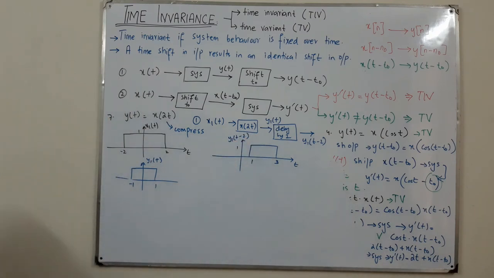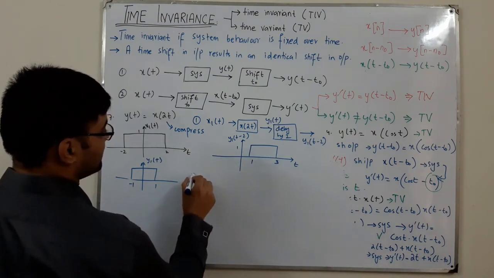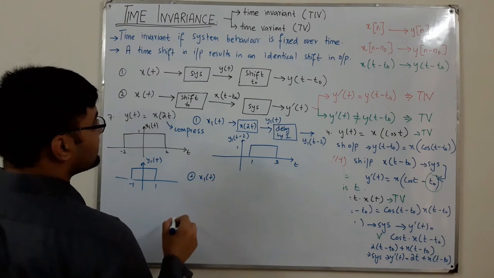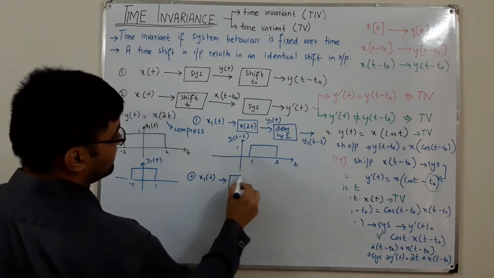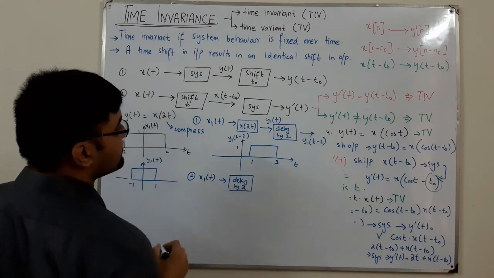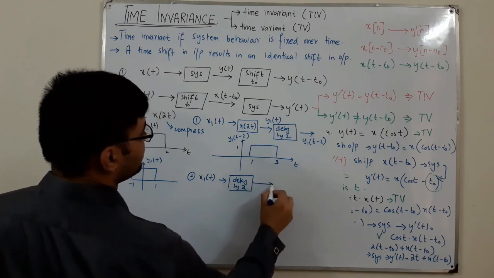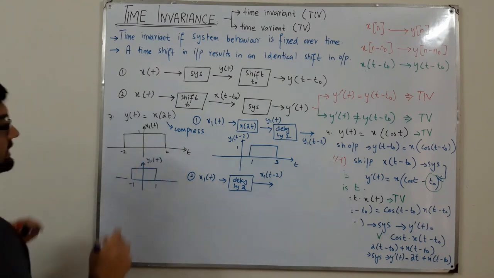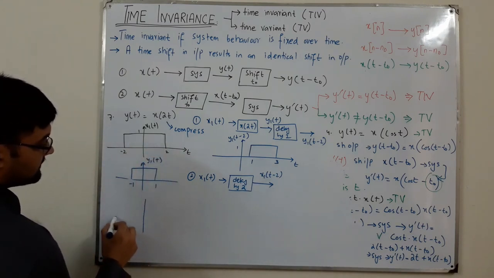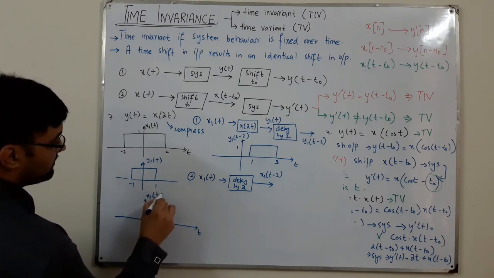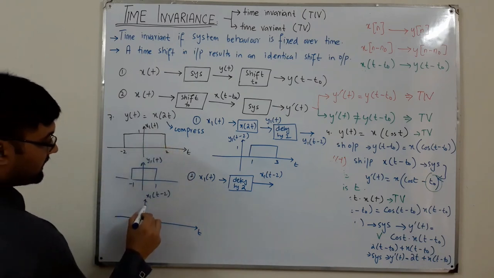Fine? Now in the next step, for step number 2, you have to shift it first. For step number 2, you have your input x1 of t. Right? Now you shift it, which means you will delay it by 2 units, the same 2 units. So if you delay it by 2 units, you have x1 of t minus 2. So it would be like this. X1 of t minus 2, so 0 to 4 it will now go.